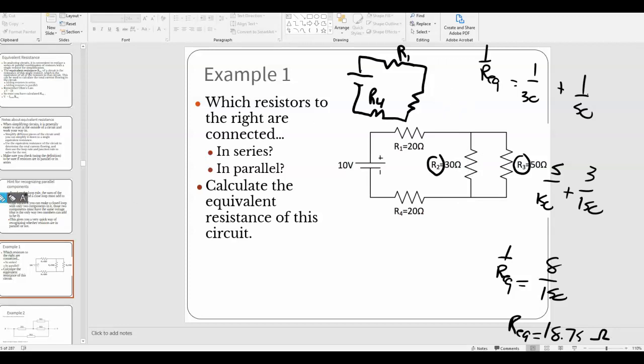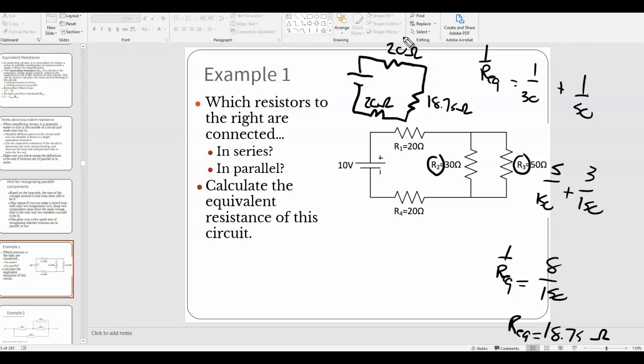So in other words, I can simplify my original circuit down to this, where this is 18.75 ohms. R1 is 20 ohms, that's a given. And then R4 is 20 ohms, that's also given.